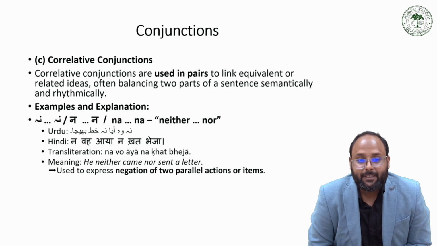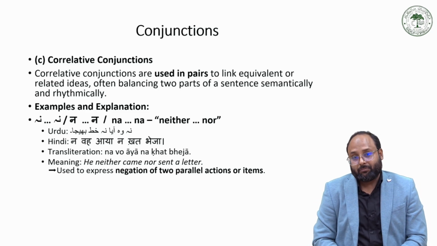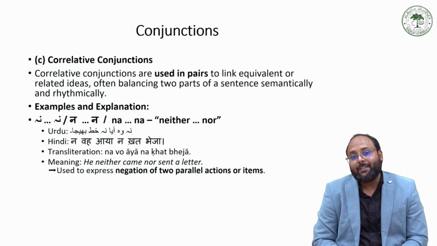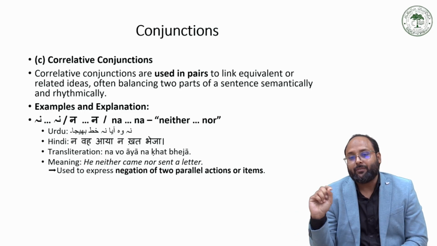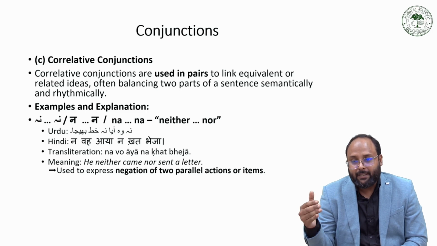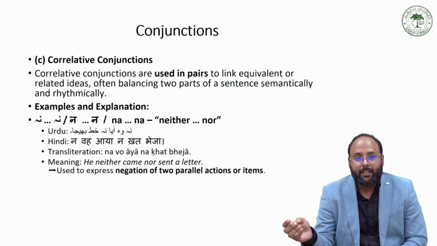And the third one is the correlative conjunction. Correlative conjunctions are used in pairs to link equivalent or related ideas, often balancing two parts of a sentence semantically and rhythmically. So they balance two parts of the sentence, either in terms of semantics or rhythm.